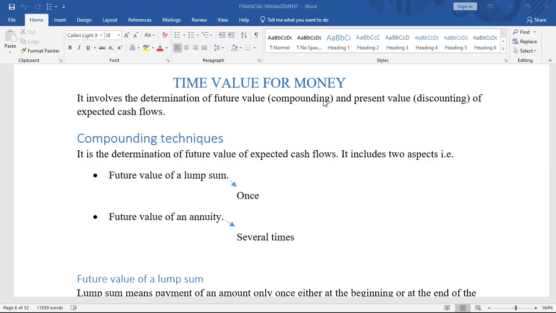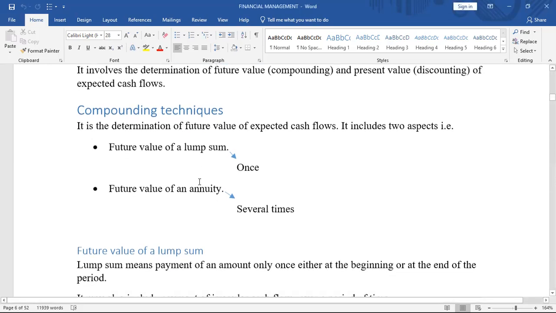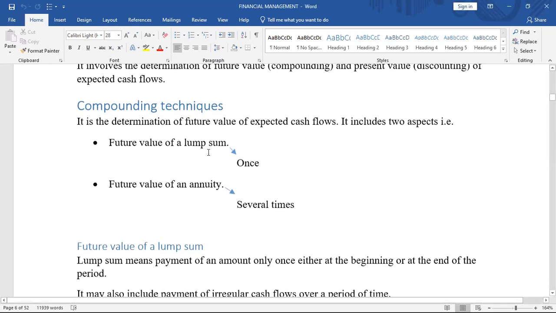Now I want to begin by looking at compounding, which is the determination of the future value. We are determining the future value of the expected cash flows, and it is normally done using two concepts. One, the future value of a lump sum, and also the future value of an annuity. These are common terms we are going to use throughout our syllabus. What is a lump sum and what is an annuity?